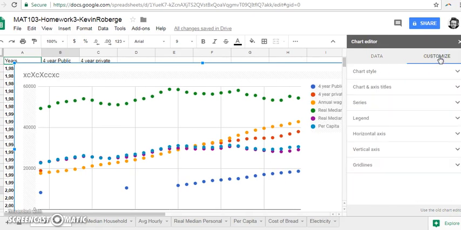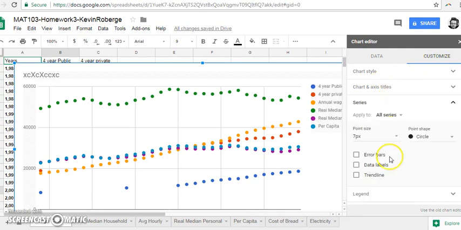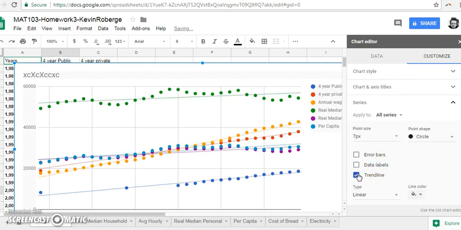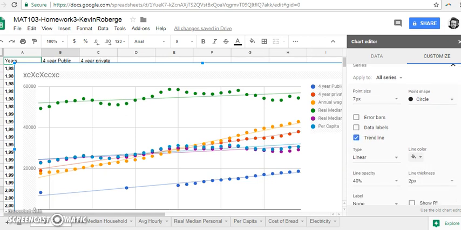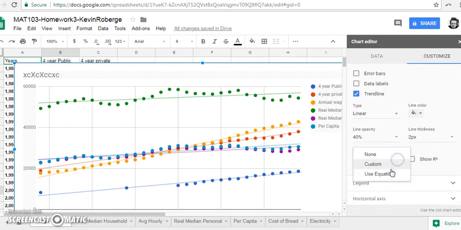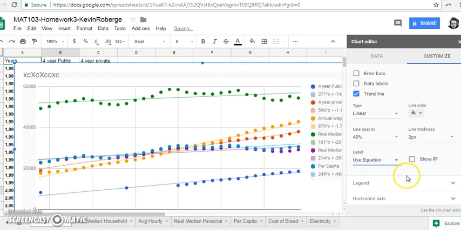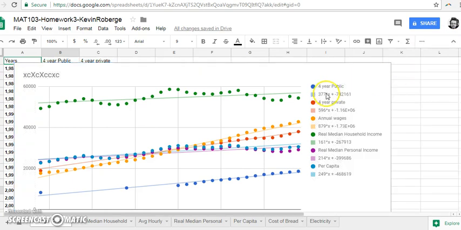Go to Customize, which is where you'll be able to change your titles and stuff. Go under Series. I want a trend line. And I'll do all of them at the same time. We're doing linear for all of them to start. And then label. I want the equation. And that'll do it for us. So now, what you can see is the same color. So for blue dots, which is the cost of a 4-year public education over time, there's a blue square here, this light blue line, which is the trend line, and this is the equation.